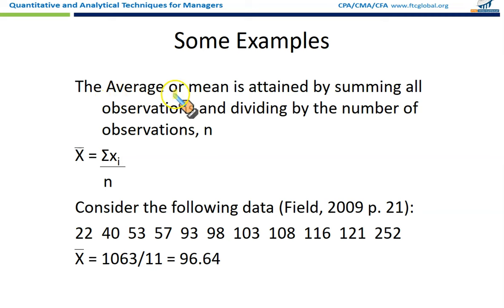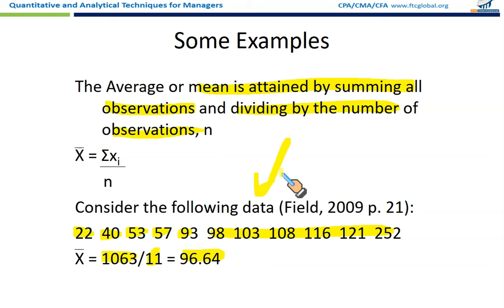This is the way we've already done. The average or mean is attained by summing up all observations, in our case the salaries of those three individuals, and dividing by the number of observations. We've done it. Consider these are the values given, 22, 40, 53, and adding all these up, dividing by 11, that's your mean. Average. Okay, now what if this is the ungrouped data?